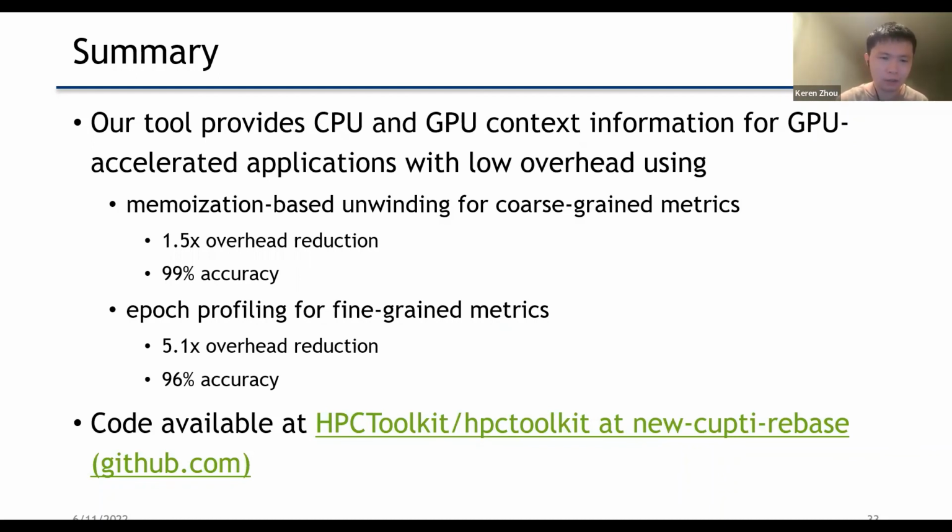To summarize, our tool provides CPU and GPU calling context information for GPU accelerated applications with low overhead. There are two techniques I'd like to highlight in the end. First, we use memoization based on unwinding for coarse-grained metrics, which results in a 1.5x overhead reduction compared to the state-of-the-art tool with 99% accuracy. In addition, our Epoch profiling method can collect fine-grained metrics with 5.1x overhead reduction compared to existing tools, yielding 96% accuracy.